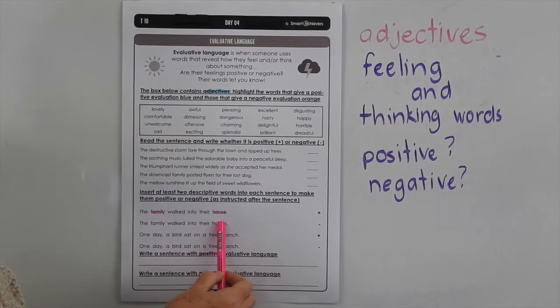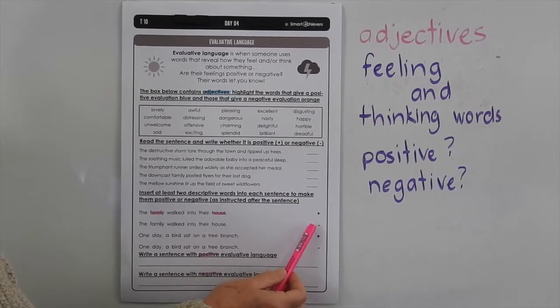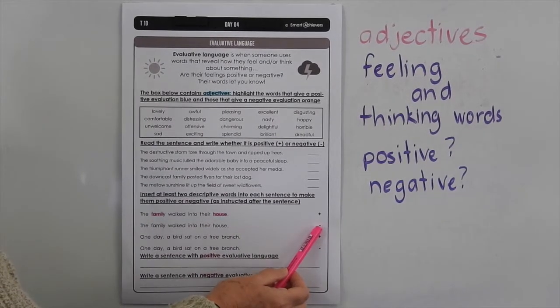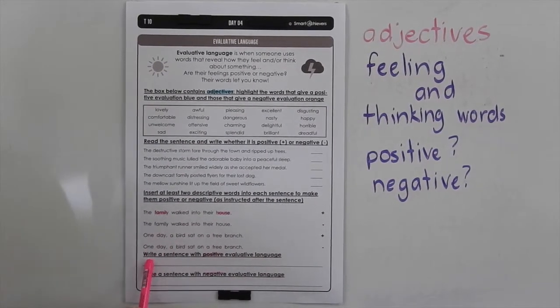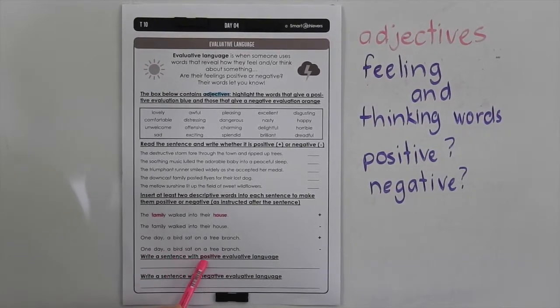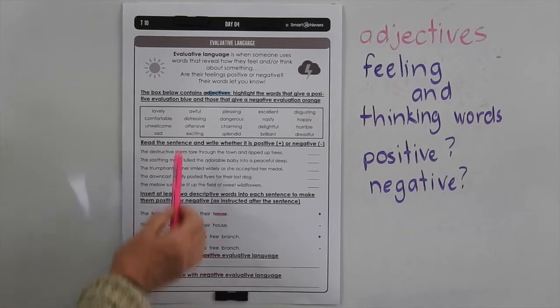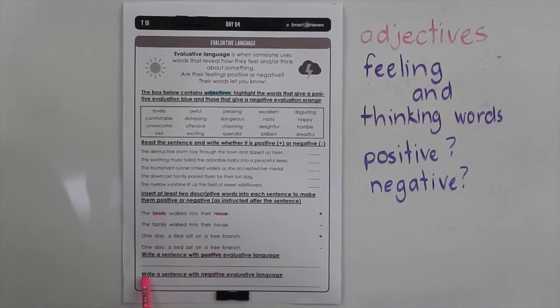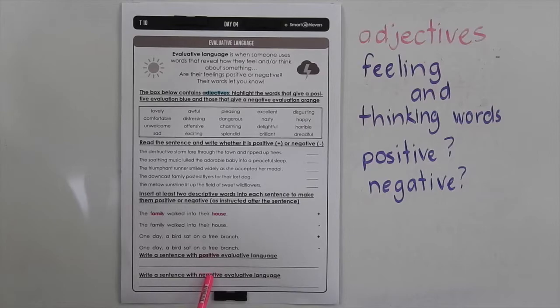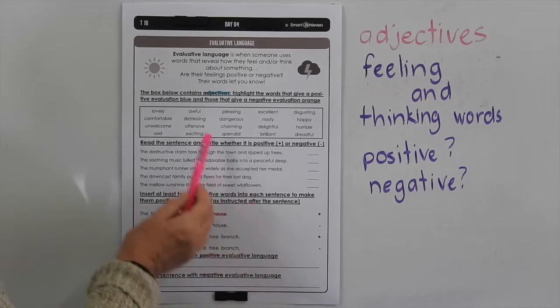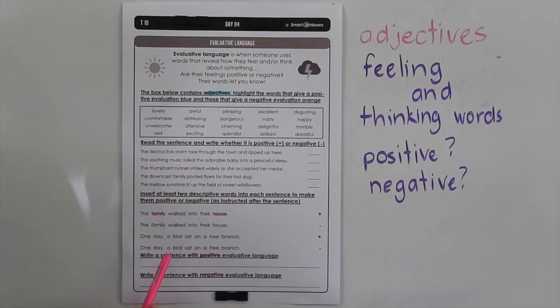Now this sentence is exactly the same as the first one, but the second one we have to give it a negative form. Down the bottom you have to write your own sentence with a positive evaluative language, and then you could use some of these words up here, and then you also have to write a sentence with negative evaluative language. So once again you could use some of those words from above.